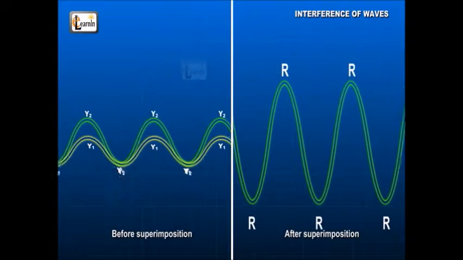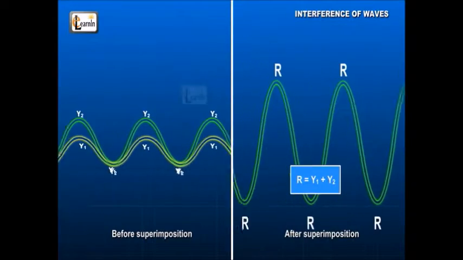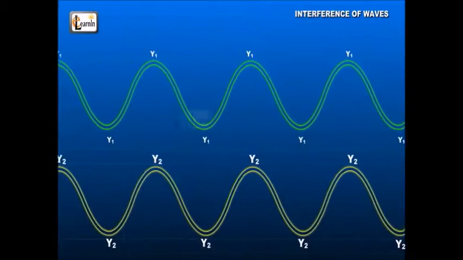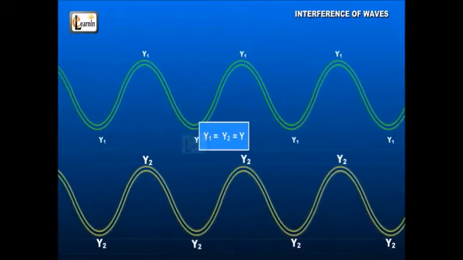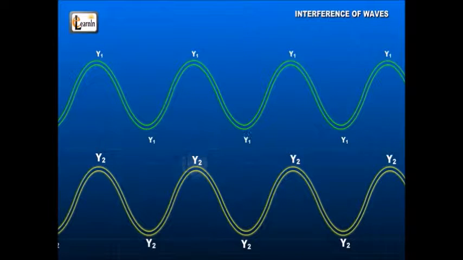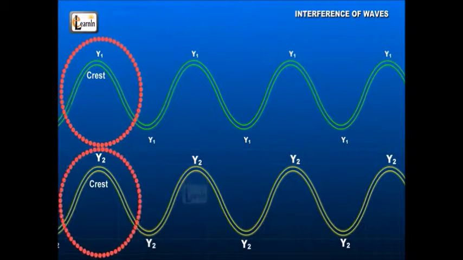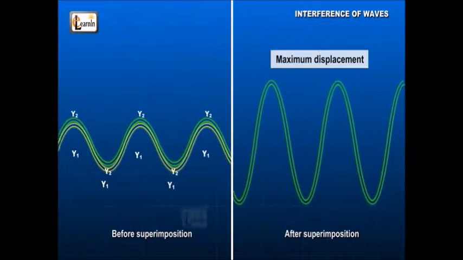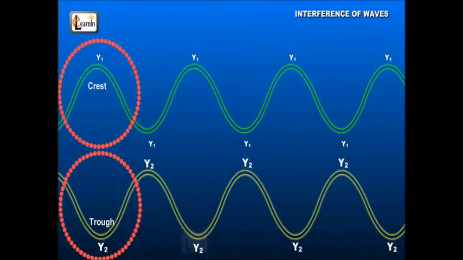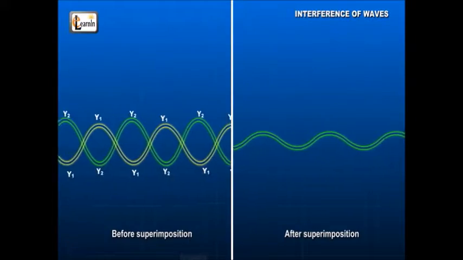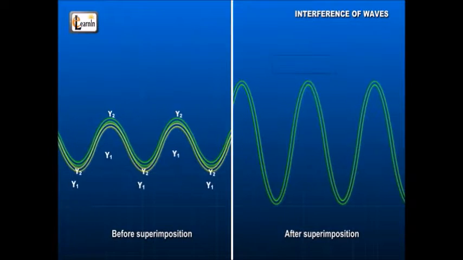Displacement r at the point of interference would be given by r equals y1 plus y2. When both sources have the same amplitude, then y1 and y2 would be equal to y. When y1 is due to a crest or trough, and y2 is also due to a crest or trough, the resultant would be the maximum. And when y1 is due to a crest and y2 is due to a trough, or vice versa, the displacement would be minimum.